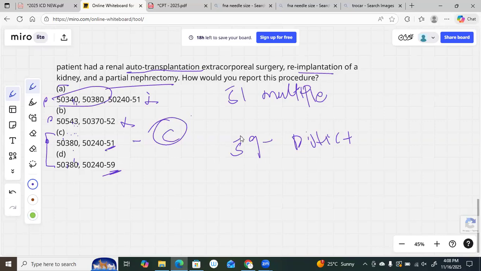We have to use the 59 modifier only if we have to represent that these two were performed at different sites, different areas, and these are not a component of each other. Then only we have to bill the modifier 59. But in our case, we are going to use the modifier 51. Why? Because these two procedures were performed through the same incision at the same time.